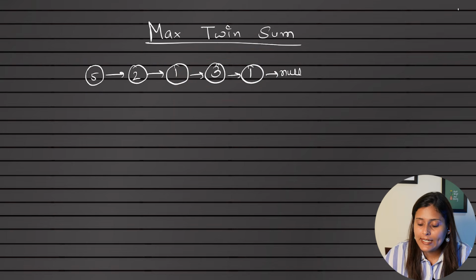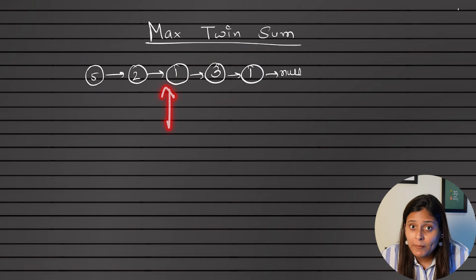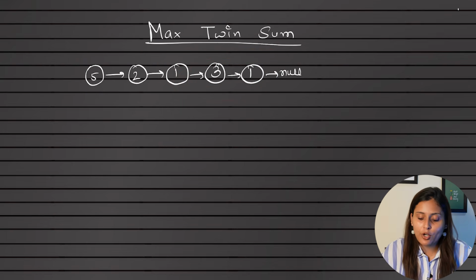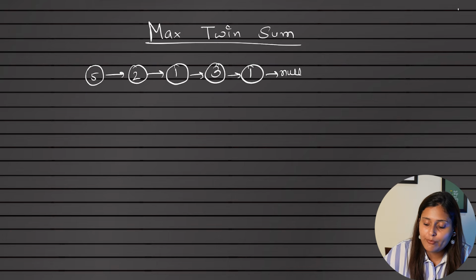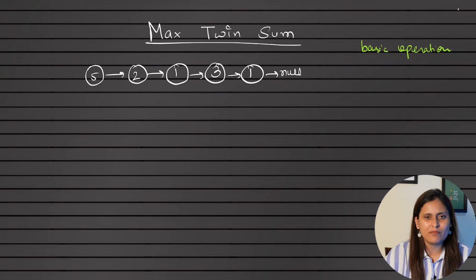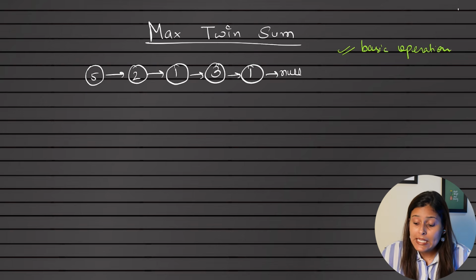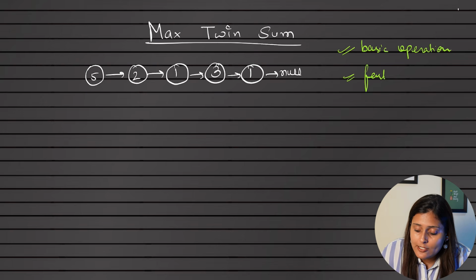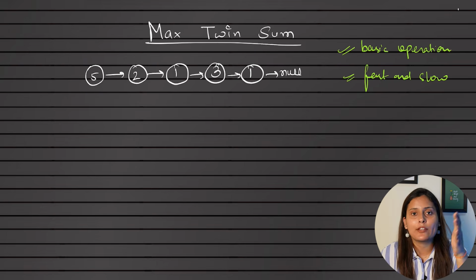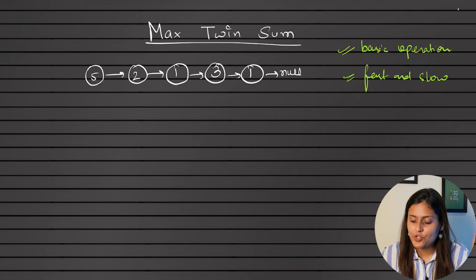To reverse the second half, it is very important to reach the middle of the node. And to reach the middle, whatever different types of patterns we learned: first, the basic operations, meaning deletion, insertion, update and all, which are not required here. Second, we have learnt the fast and slow pointer. The fast and slow pointer approach helps us to find the middle of the linked list or to check if there is any cycle or not. That's it. In most cases, this is what the expectation will be.